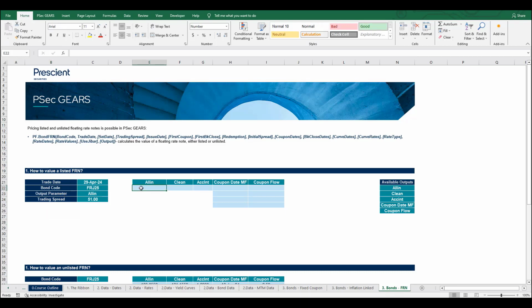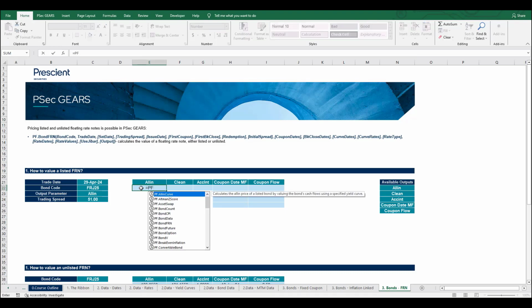So first of all, this is pretty similar to what we've been doing before. We want to come in and value a bond, and we want to get the all-in price for a given trade date, a bond code, and output parameters. There are some available outputs over here, from some of the previous videos. And in the case of FRNs, we also need to know what the trading spread is.